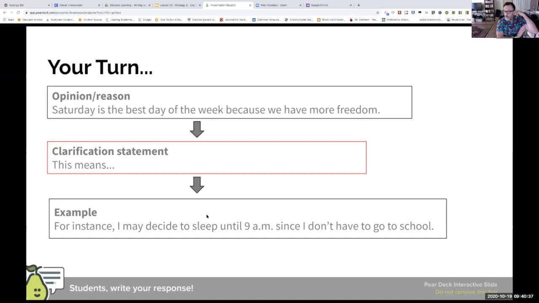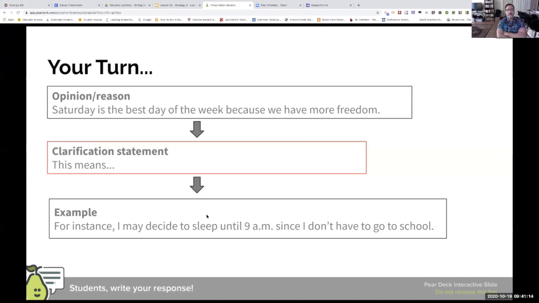So what I want you to do right now is take about 2 minutes and write a clarification statement for this particular paragraph. Take a look at your topic sentence, your global reason. Saturday is the best day of the week because we have more freedom. This means. So clarify what you mean by more freedom. What does it mean to have more freedom on Saturday?